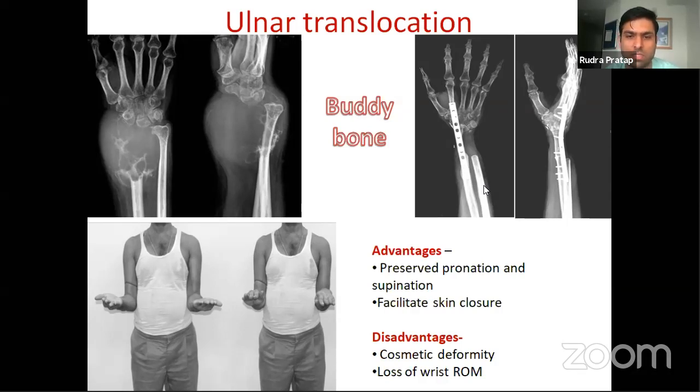The advantage of this procedure is that it preserves pronation and supination, and it facilitates skin closure in case a lot of skin is lost while doing the resection. As there will be only one bone in the forearm, closure is easy. The disadvantage of this procedure is that it leads to a cosmetic deformity, a thinner forearm, and there is also a loss of wrist range of motion.